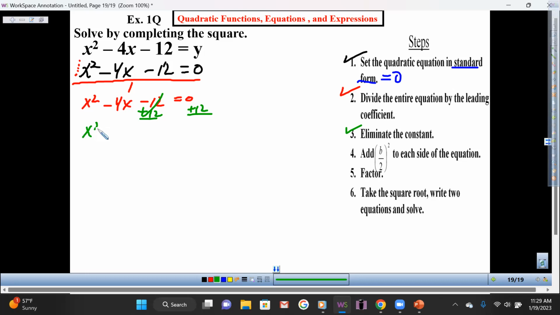We're left with x squared minus 4x, empty space, equal to 12. Next, step 4, I need to complete the square, or that next step. Dylan, tell me what to write to complete the square.